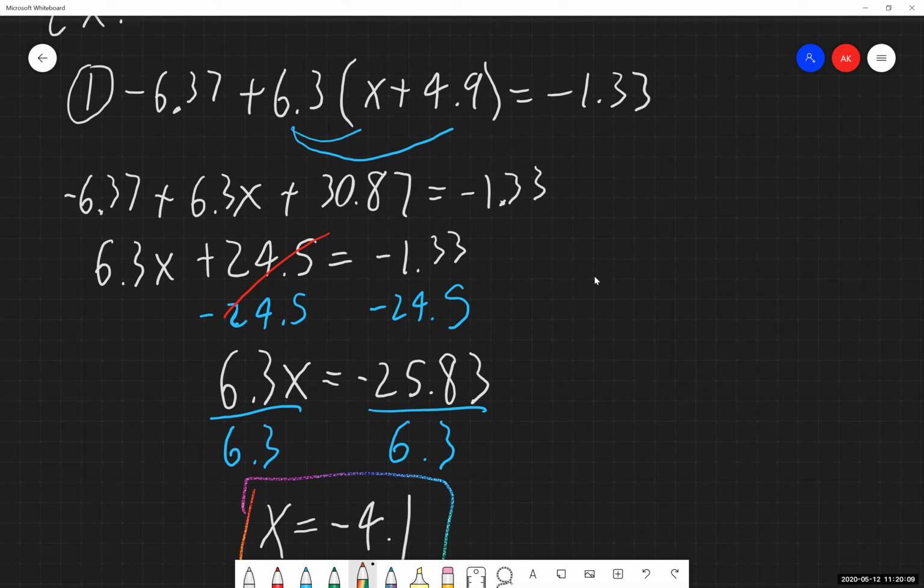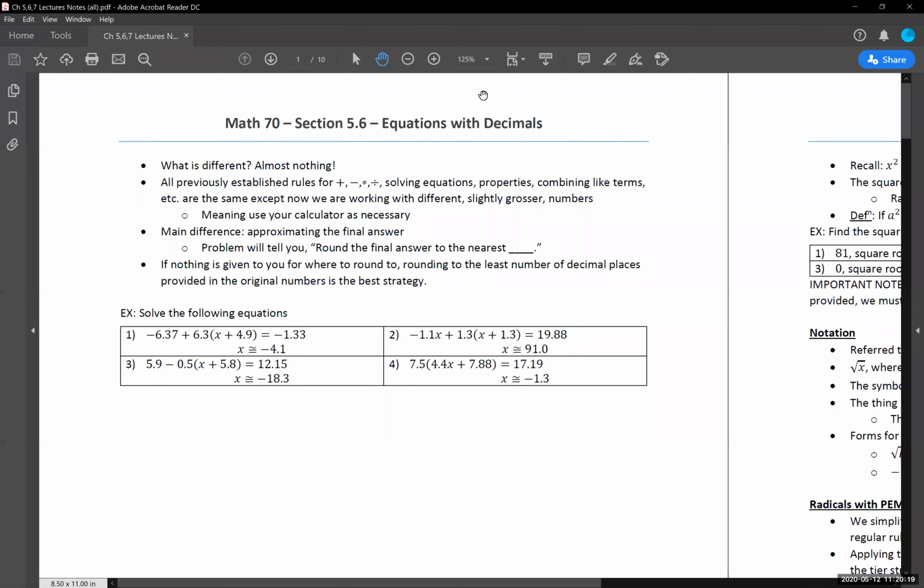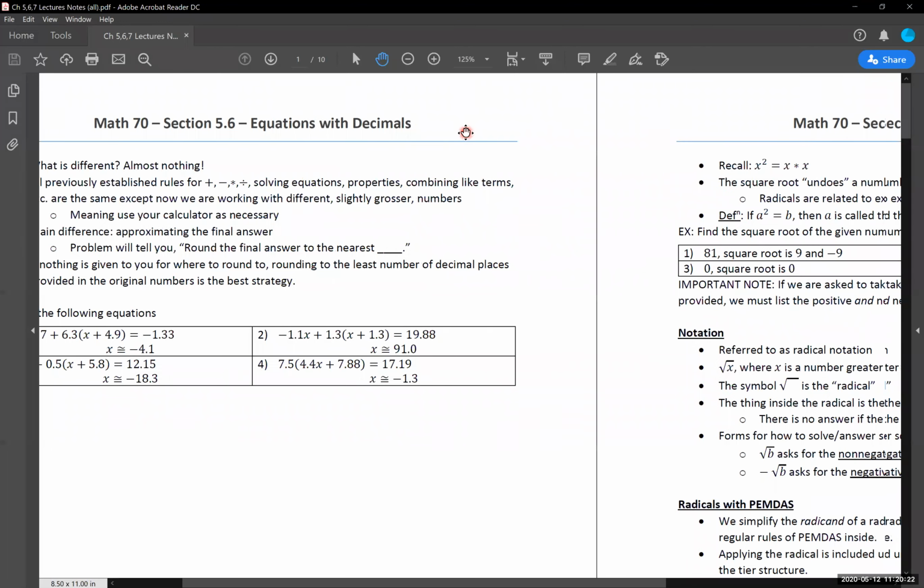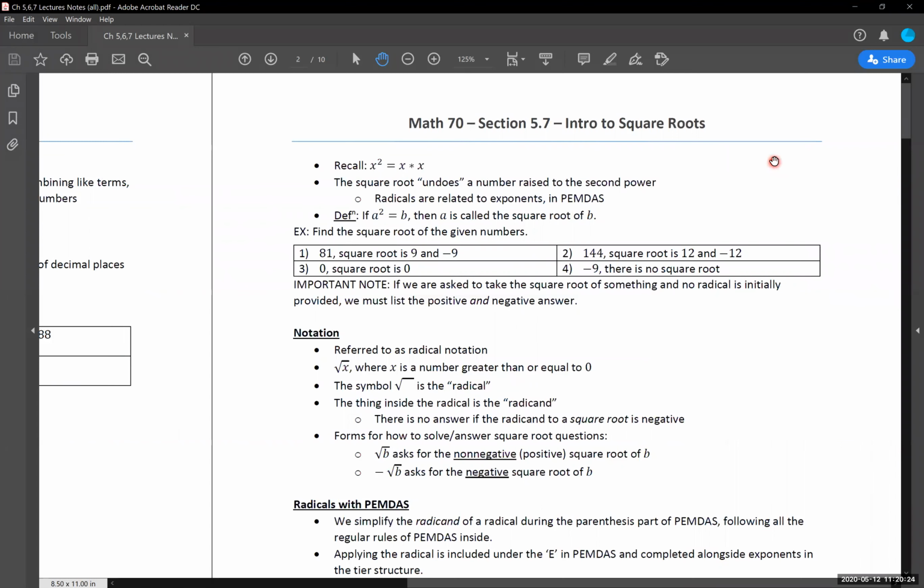So I'm going to jump us back to our lecture notes because 5.7 is some actual new material. We're going to jump over there. Okay, so 5.7, this is where we get to some new stuff. We get to work with our introduction to square roots.